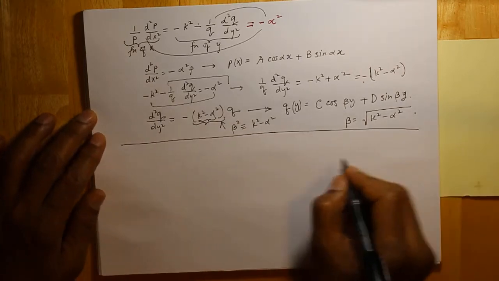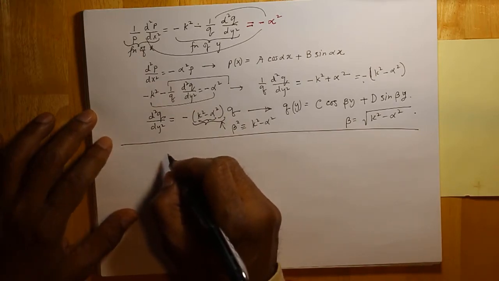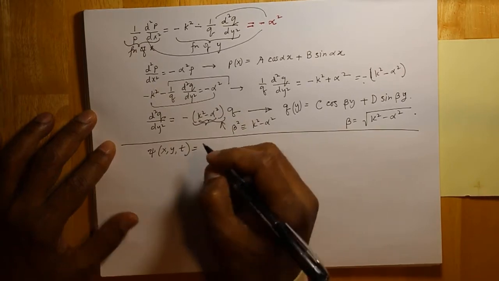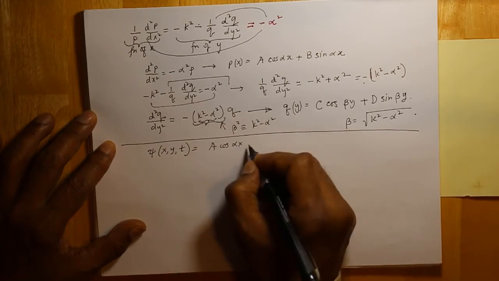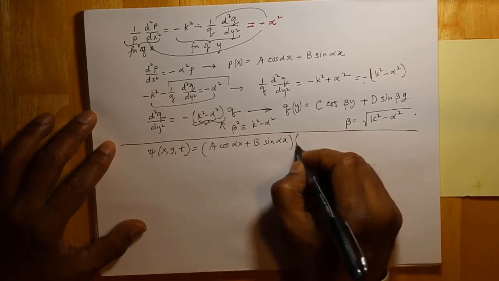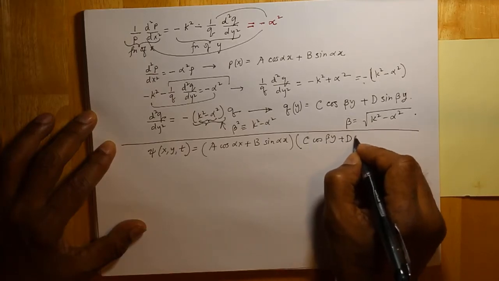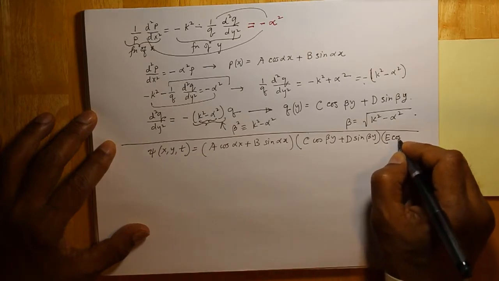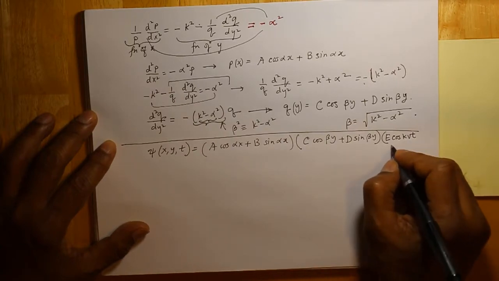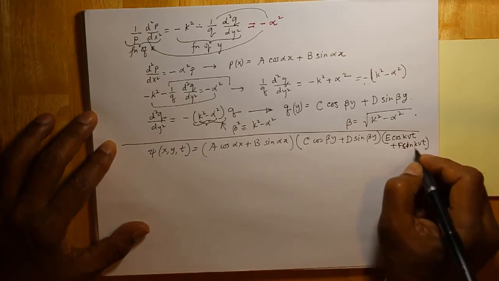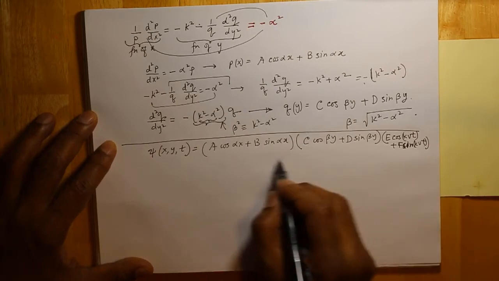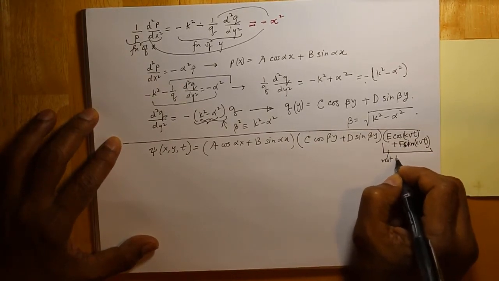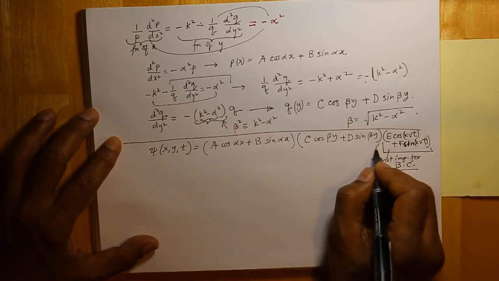Okay, now let's put all the solution together. So you have psi x y t, along the x I have a cosine alpha x plus b sine alpha x, and then along y I have c cosine beta y plus d sine beta y, and then along t I got maybe e cosine kvt plus f sine kvt. Okay, so we have all of these, and they have to satisfy boundary condition. So when we satisfy boundary condition, this is not important for boundary condition. The boundary conditions are here.